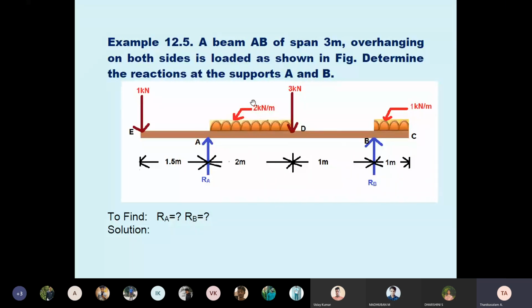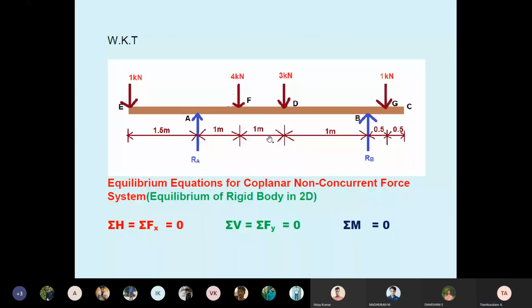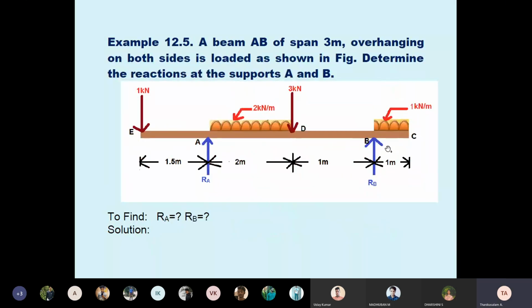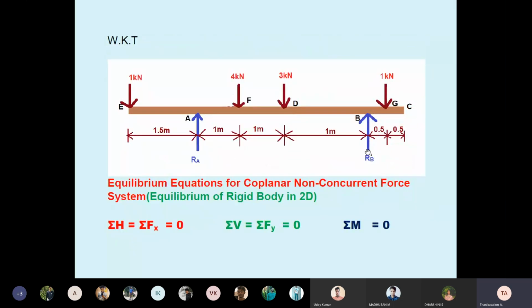Here, 2 kilonewton per meter UDL, so I converted it: 2 kilonewton per meter into 2 meter, 4 kilonewton, acting at the middle of the 2 meter. You got the F point introduced because it's a point load. Similarly here, BC UDL, 1 kilonewton per meter into 1 meter, meter cancels, therefore 1 kilonewton, acting at the middle of the 1 meter.